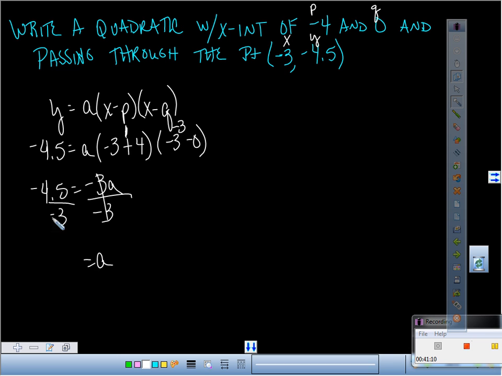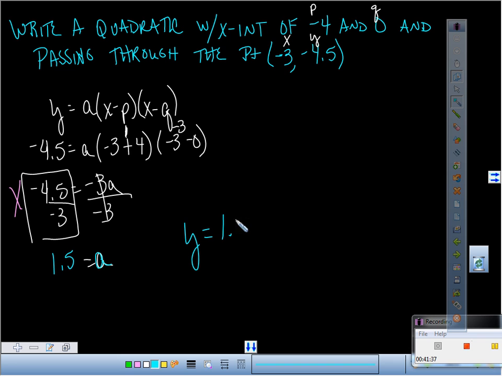Okay, so is this an acceptable answer? No. People, if you write that, I'm going to count it wrong. Why? There's a decimal within a fraction. Very good. So either divide it out on your calculator, or turn it into a fraction. I don't care. Either way, it's positive, right? 1.5 or 3/2. So my equation, y is equal to 1.5 times (x plus 4) times (x minus 0).